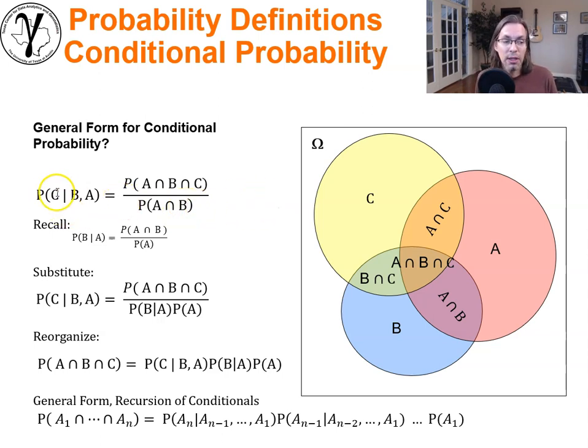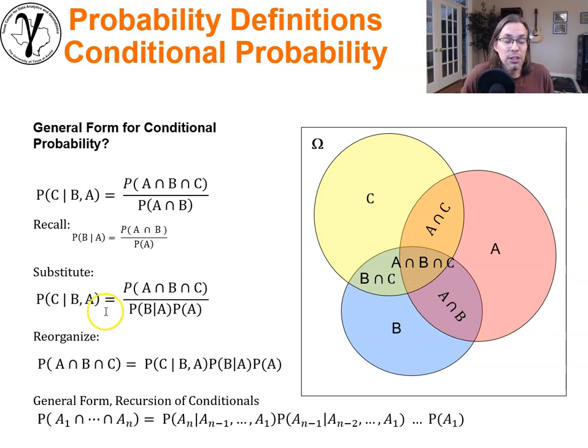We said the probability of C given B and A. Okay, so let's take B and A. That's this area right here. So we shrink our universe to that, and now we need to calculate the probability of C given that. So that's going to be this area right here, which is the intersection of A, B, and C, divided by A and B, this entire area right here. So I hope you can see by the Venn diagram that that holds up.